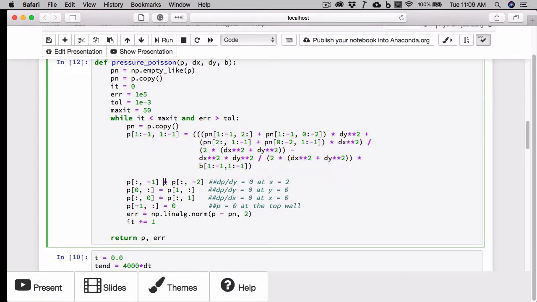Now the catch here is that at every iteration you need to set the appropriate boundary conditions. And we said that the boundary conditions for the pressure are Neumann 0 everywhere. Okay? So that's what I'm going to do. dP/dy is 0 at Lx, at the right wall, right? And then dP/dy equals 0 at y equals 0, and dP/dx equals 0 at x equals 0.